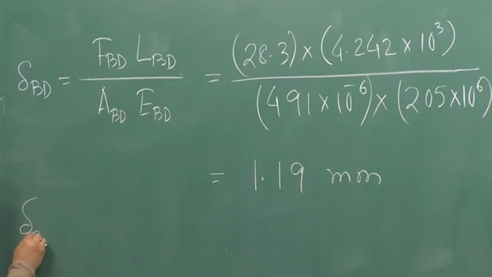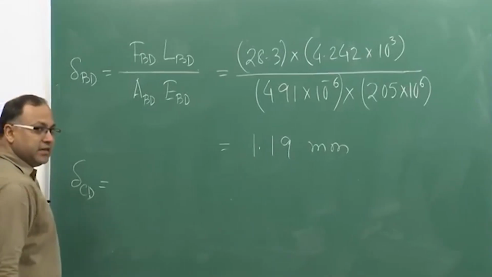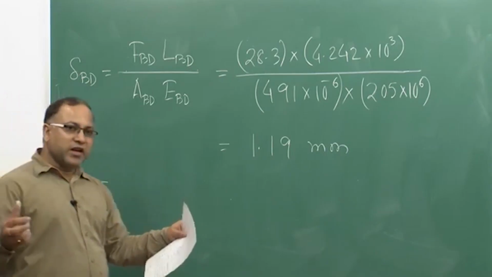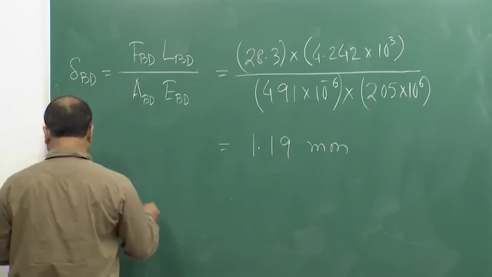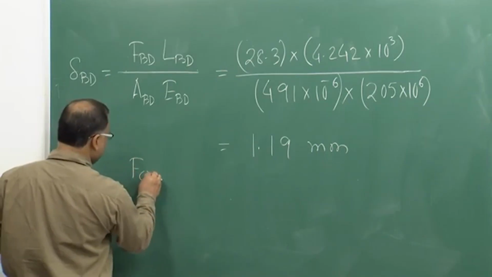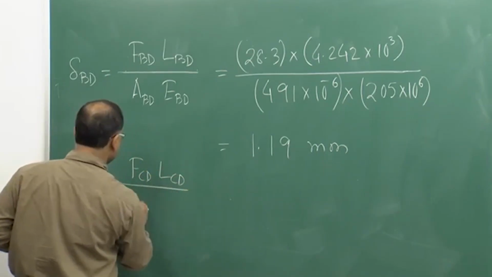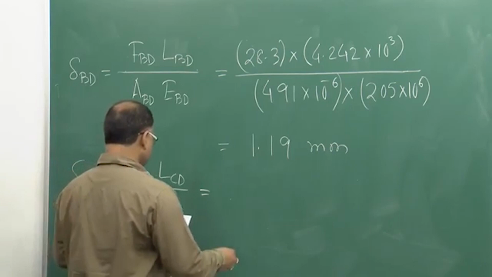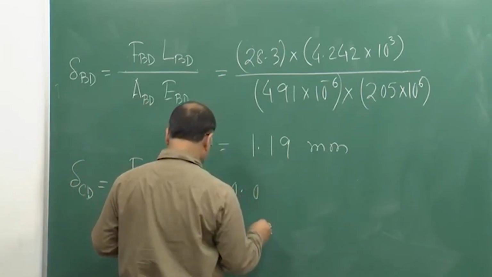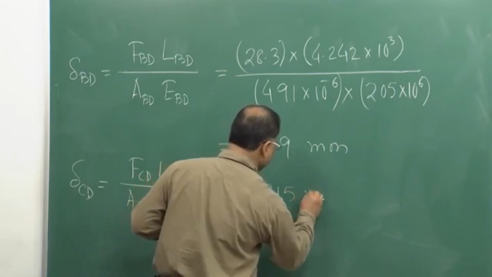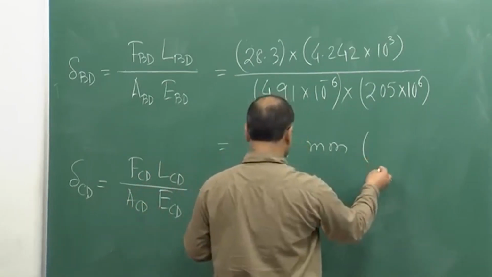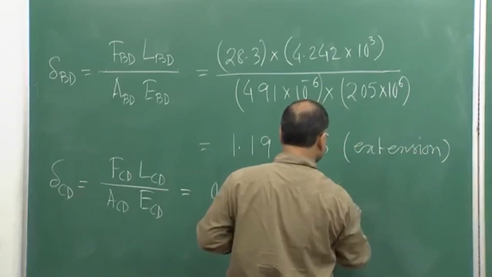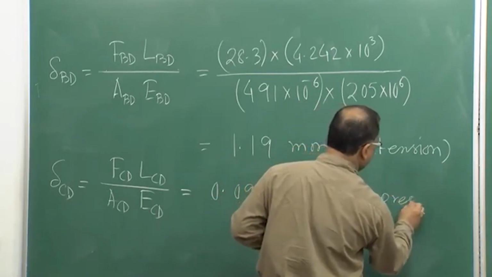Similarly, you can calculate delta CD, which will be compressive, which will be the shortening of the member CD. That is FCD, LCD, ACD, ECD. If you put all the values, you will be getting 0.0915 millimeter. This is, you can write, extension, and this is compression.